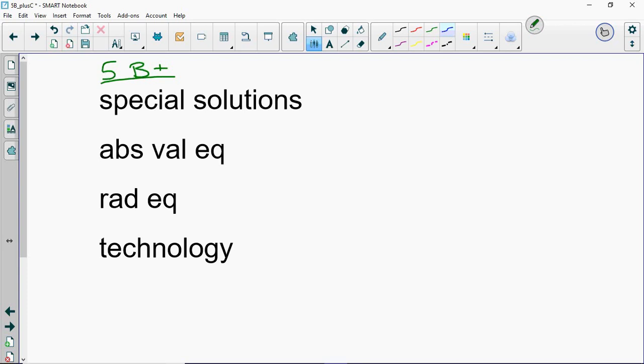Then we'll look at absolute value equations. So that's just changing one little thing about the linear equations. Then we'll see radical equations. So in the previous chapter, we saw radical numbers. So now we'll deal with variables inside of those. And then finally, I'll show you how to do some stuff with technology.